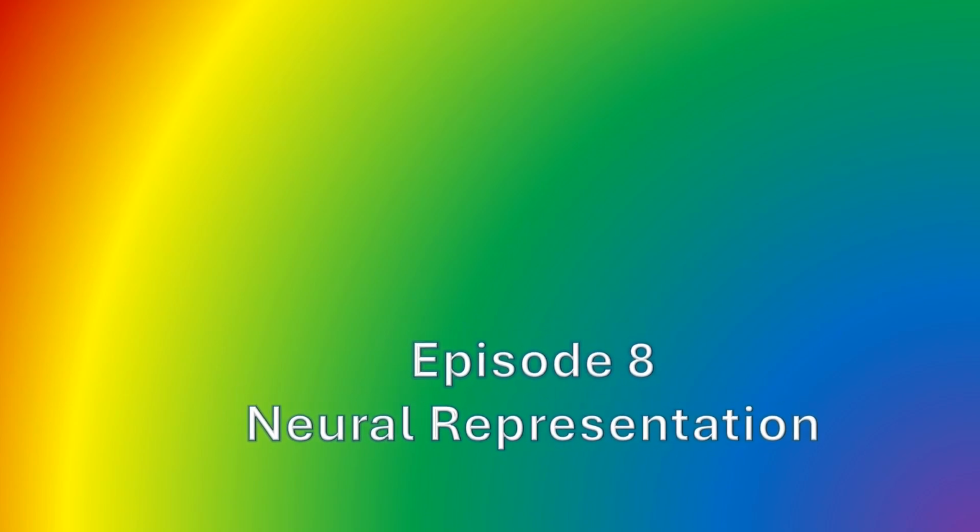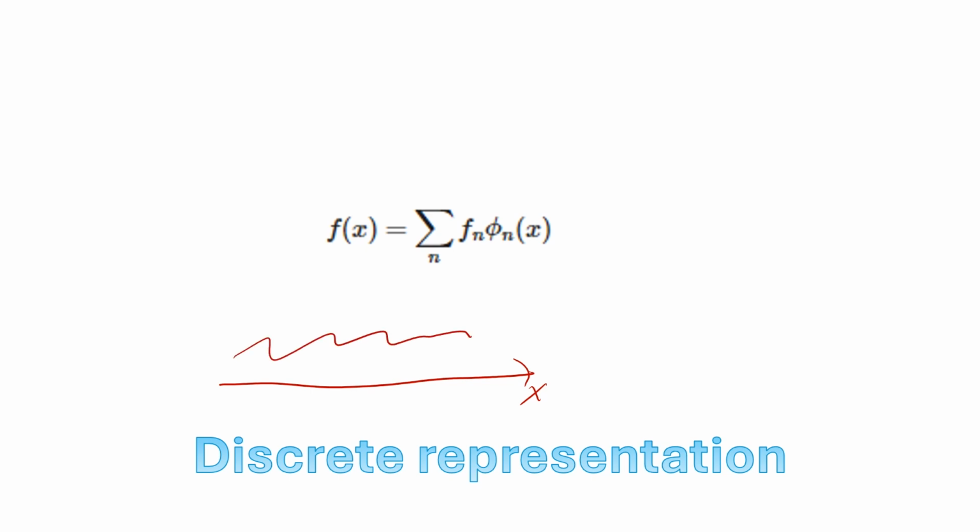Episode 8, Neural Representation. We've seen that we can describe the continuous function f(x) using a set of basis functions phi sub n. F sub n are the expansion coefficients of f(x) on this basis. By taking this sum over the basis, we can look anywhere at any value of x and find a value for f(x). So we find f(x) effectively with arbitrarily high resolution.